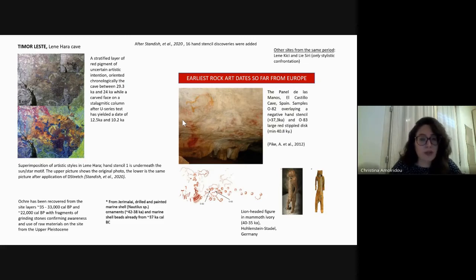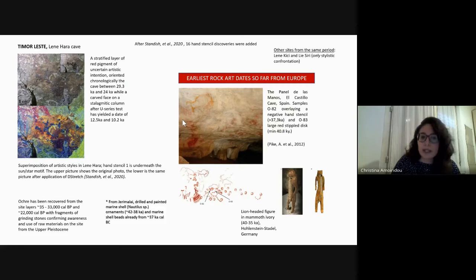years ago and 24,000 years ago, while a carved face on a stalagmitic cone after a U-series test has yielded a date of 12.5 thousand years ago and 10.2 thousand years ago. So it has been proposed in the publication that hand stencils belong to an earlier phase, corresponding to that we've seen before from Borneo, if you remember the images from Borneo and Sulawesi.